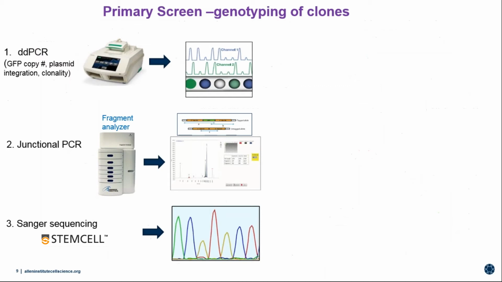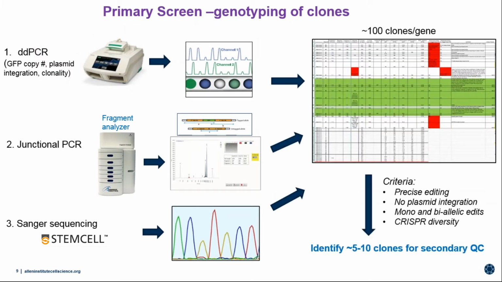Once we do that, we collect all this information, and then we filter it with our criteria for precise editing, mono and biallelic edits. And since we do 3 different CRISPRs, we try to pick clones that are coming from multiple CRISPRs, because that ensures us that we are looking at clones coming from different editing events, which gives us even more confidence of the biology that we are going to image down the road. But let me tell you, that doesn't always happen. Usually one CRISPR wins out.